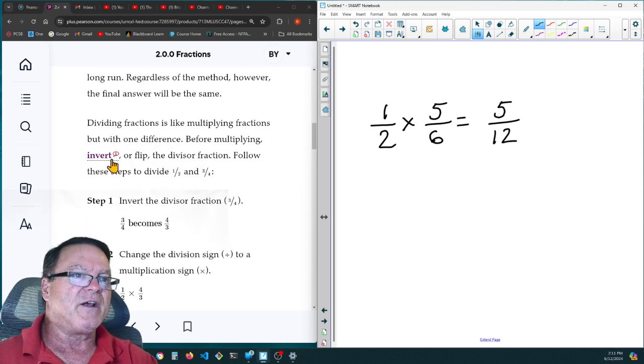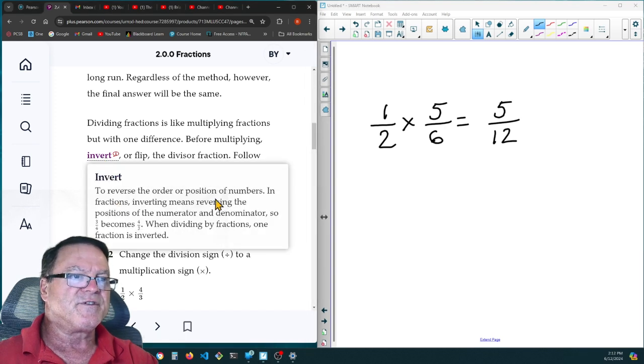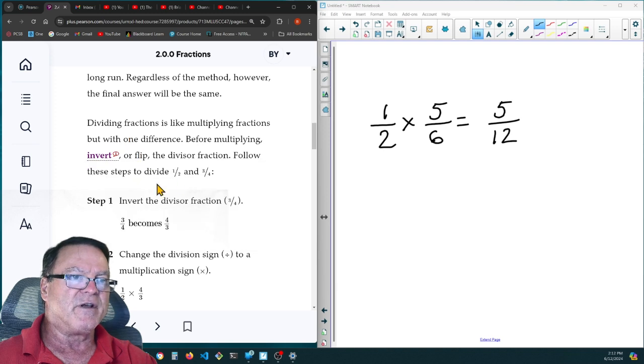Dividing, we're going to do something called inverting. We're going to flip over the fraction. Dividing fractions is like multiplying fractions, but with one difference. Before multiplying, invert or flip the divisor fraction. Inverting means reversing the position of the numerator and the denominator. So 3/4 becomes 4/3. When dividing by fractions, the second of the two fractions is inverted.